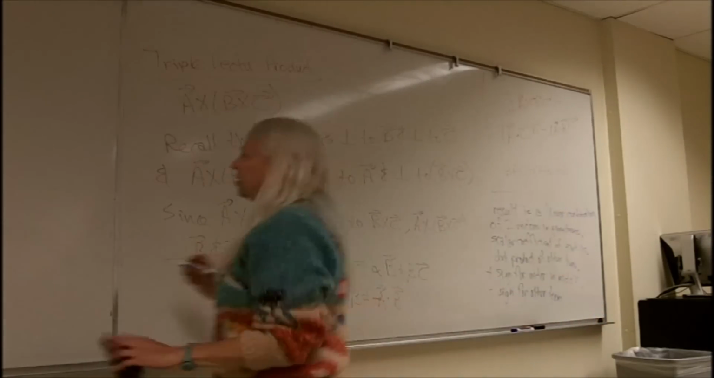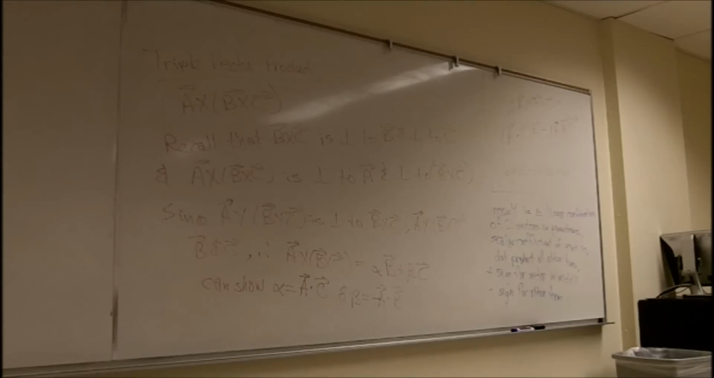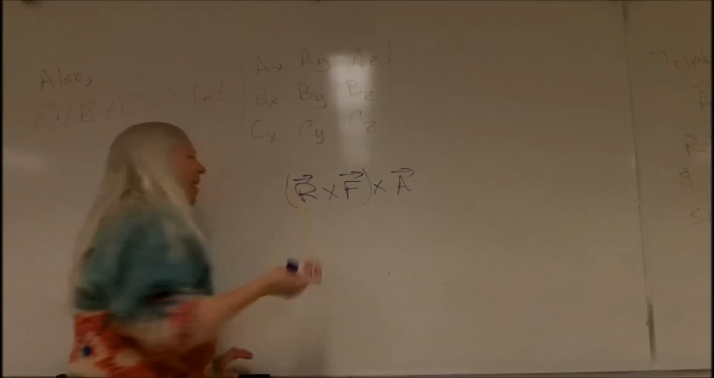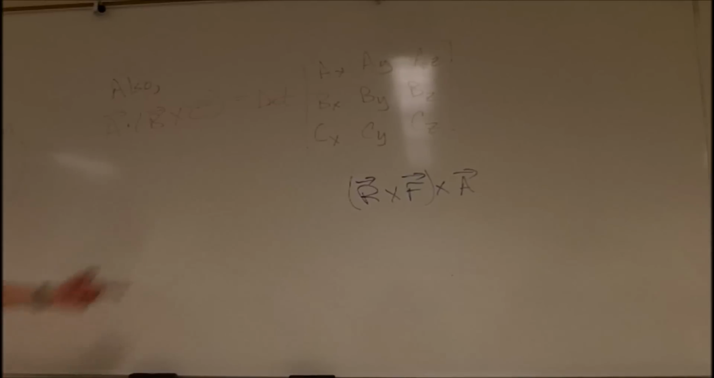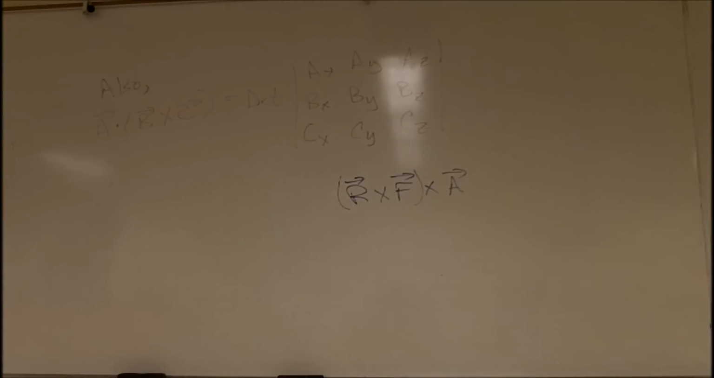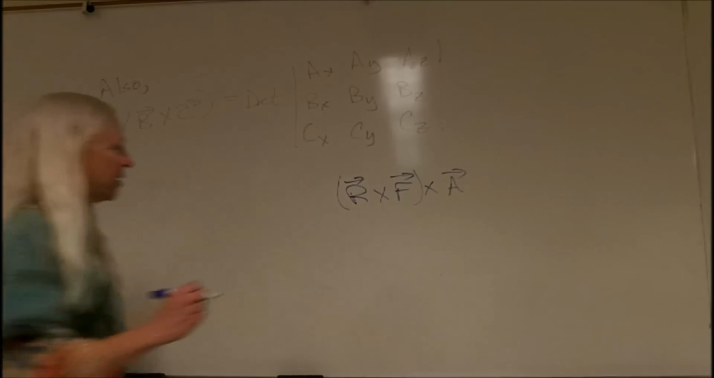Okay, so in other words, if I had, let's look at maybe R cross F cross A. Okay? These could be any vectors you like. R cross F maybe looks like a torque. I don't know what A is. Let's just say you're trying to analyze some kind of vector product like this.